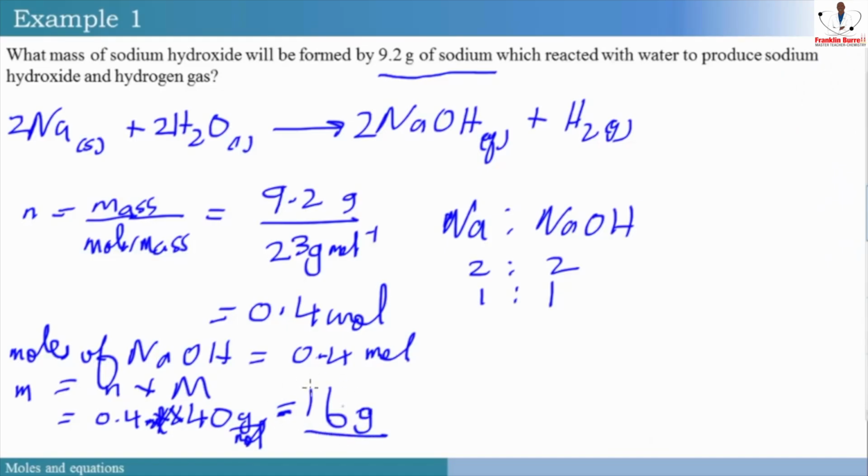What is this value saying? This value is saying that 16 grams of sodium hydroxide will be produced if 9.2 grams of sodium reacted with water. So this is the answer for our problem. 16 grams of sodium hydroxide would have been produced from 9.2 grams of sodium.